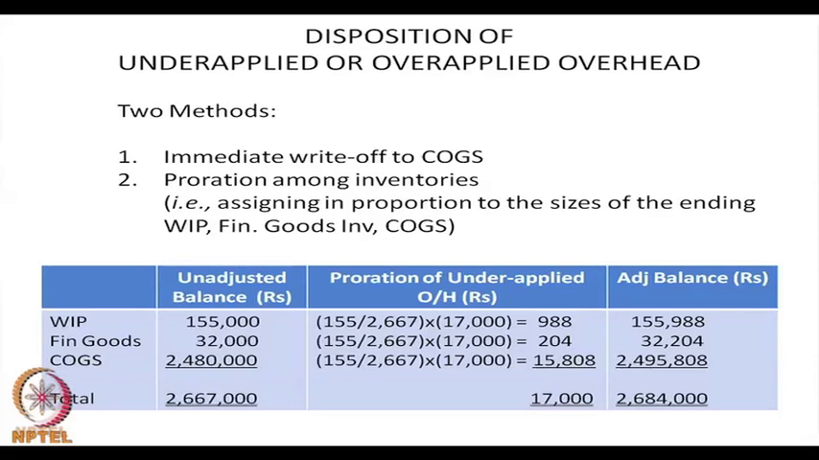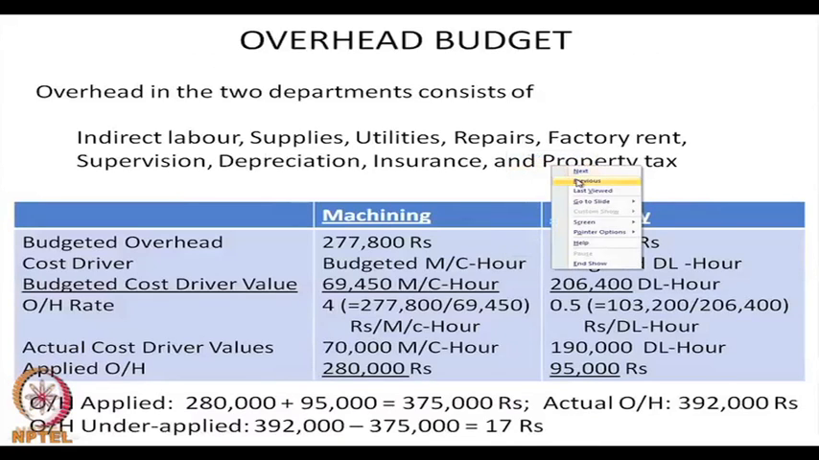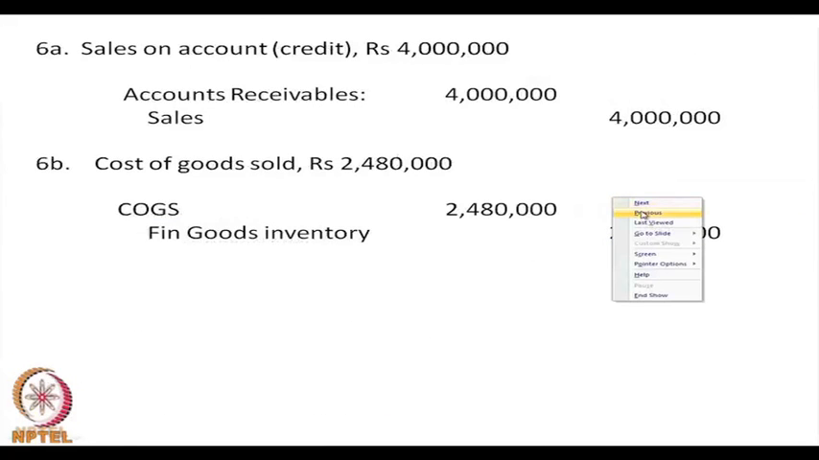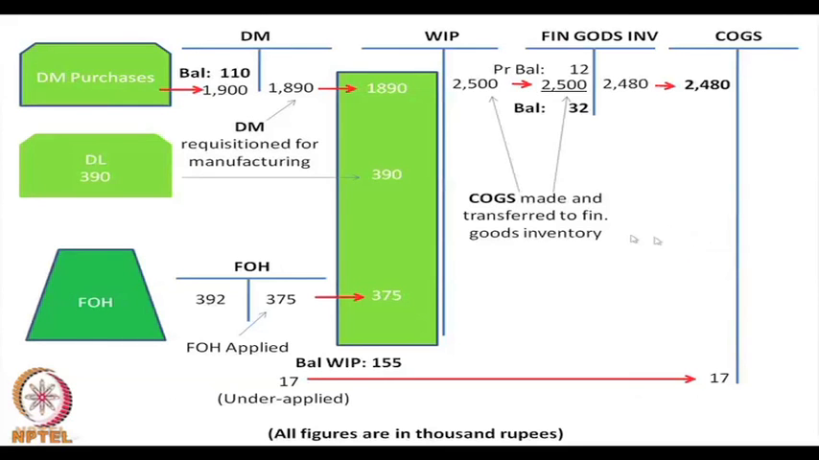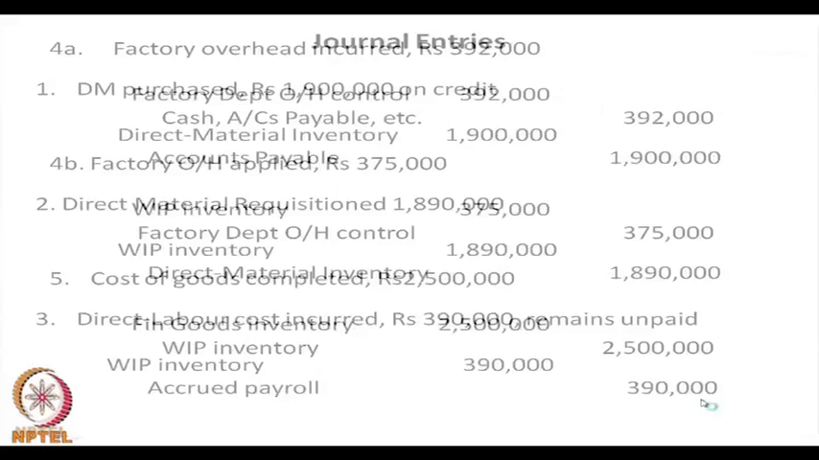This is what we are now taking up here, disposition of under applied or over applied overhead. There are two methods. One is immediate write off to COGS, which is what was done in our diagram there. If you see the diagram, here this was a case of under application. The actual was 392 and following our budgeted rate, we applied only 375. This 17 has to be applied. It was added directly to COGS. The value became 2,497,000 rupees. So, this is directly writing off as an expense.